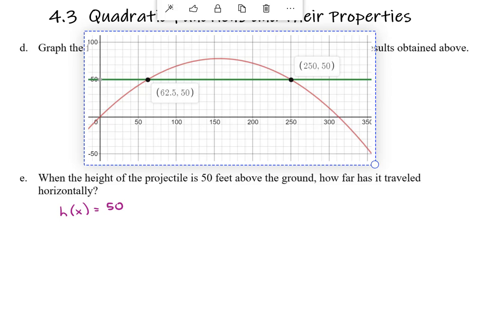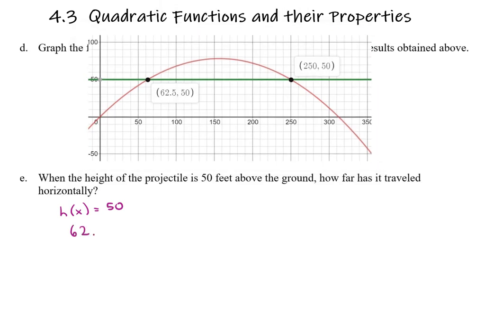So looking at this graph, we have the line at 50 graphed for us. We have the height, the y values are 50, and it intersects the graph twice. So when it says when the height of the projectile is 50 feet above the ground, how far has it traveled horizontally? It has either traveled 62.5 feet if it's on its way up, or it's also traveled 250 feet if it's gone all the way up and it's coming back down.